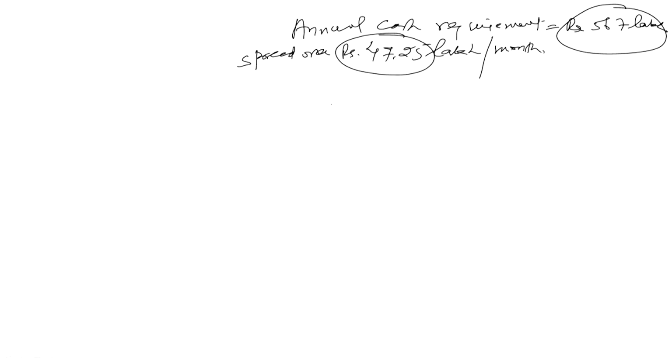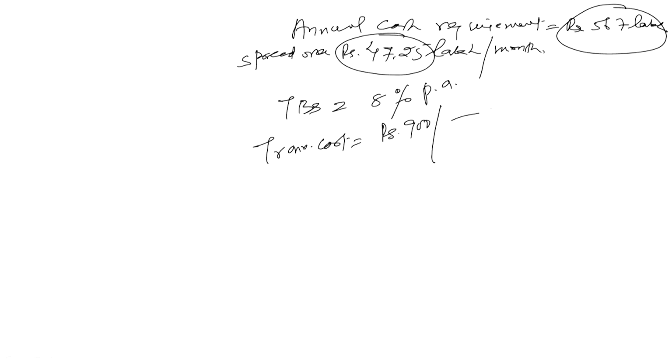Now, if the firm has surplus cash, they invest it in treasury bills to manage the surplus cash, and the yield from the treasury bills is assumed to be 8% per annum. This is the information, and the transaction cost, which is fixed, is rupees 900. So, we have this information.